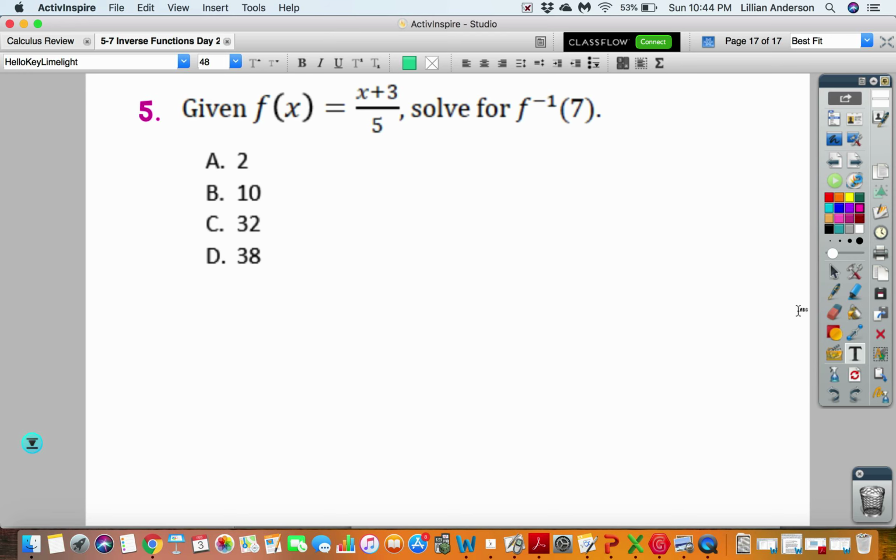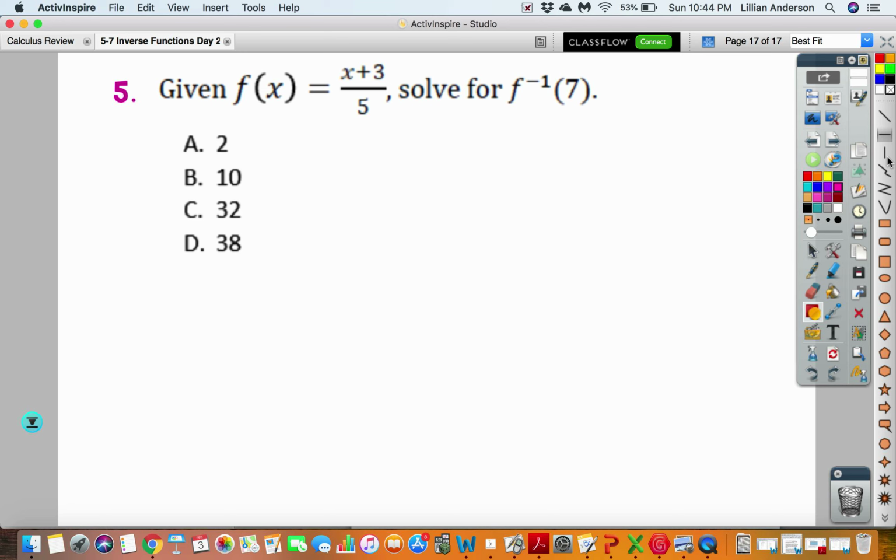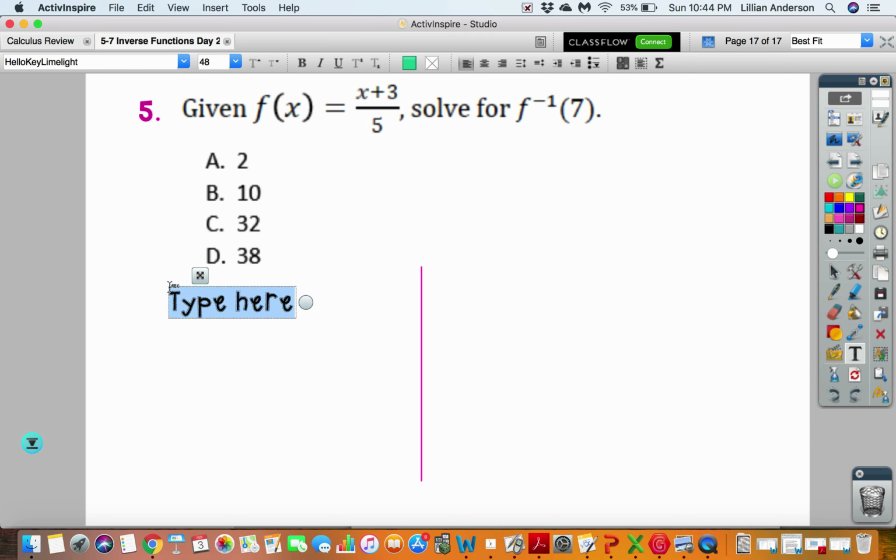Sound back on because it says it gives you a function and then it says solve f to the negative 1 of 7. Now, one way you could do this is you could find out what exactly is the inverse function, and then you can plug in 7 for x. So I'm going to do that over here.